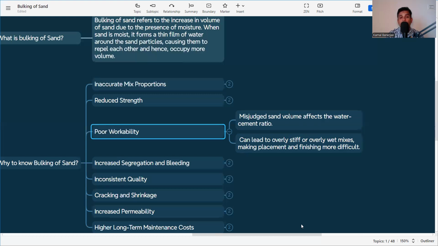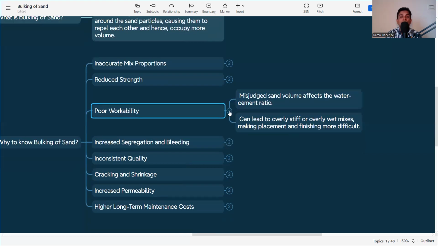Again, we are calculating everything on a base of the X amount, say 20 cubic meter, but actually we are getting 18 cubic meter. So in these 2 cubic meter, this moisture is there, and also we are getting a lesser amount of sand. So the water cement ratio is affected, and the water cement ratio increases. And when the water cement ratio is increased, it can lead to overly stiff or overly wet mixes, making placement and finishing more difficult. So it becomes poorly workable.